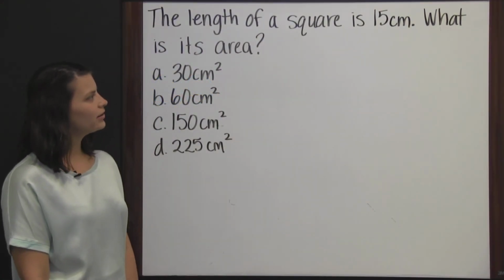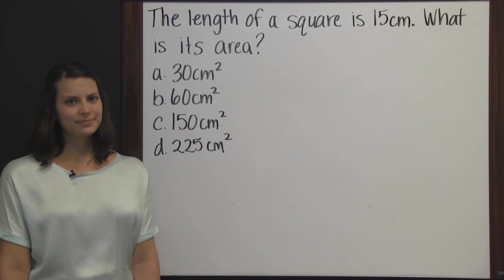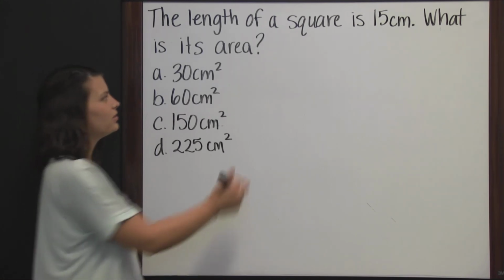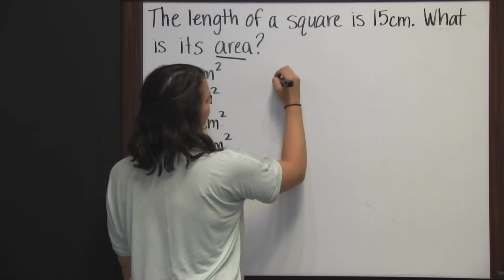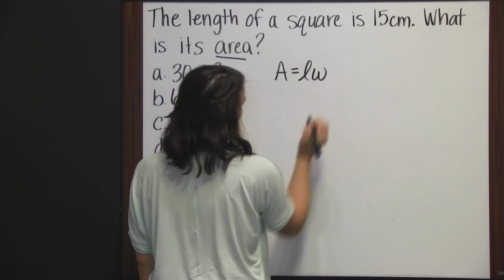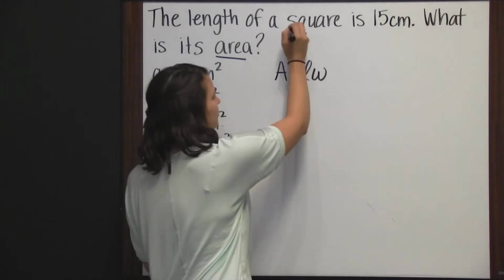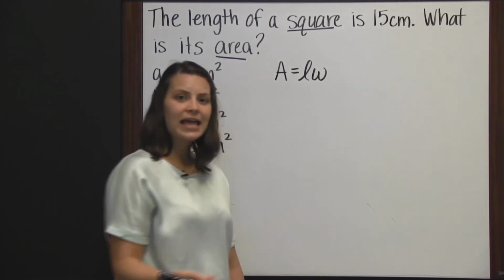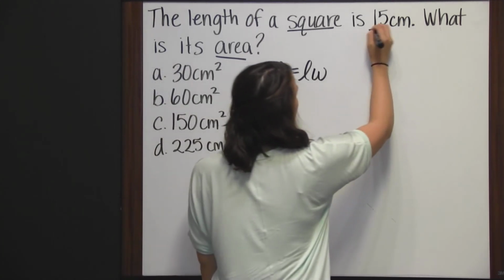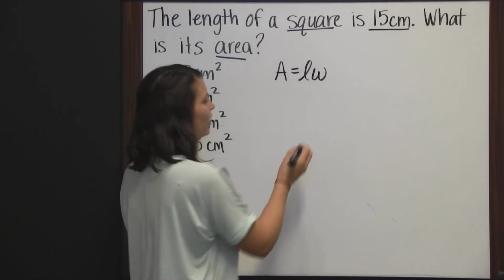The length of a square is 15 centimeters. What is its area? Well, a square is a type of rectangle. And the formula for area of a rectangle is area equals the length times the width, or base times height. But what's special about a square is that its length and width are the same. So if we're told that the length is 15 centimeters, then that means the width is 15 centimeters as well.